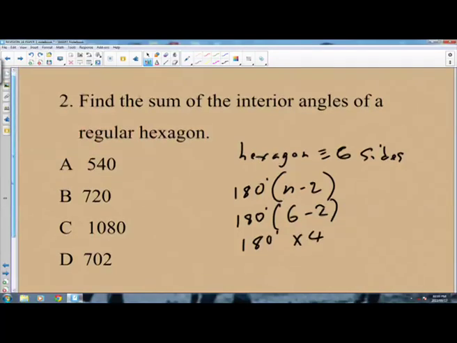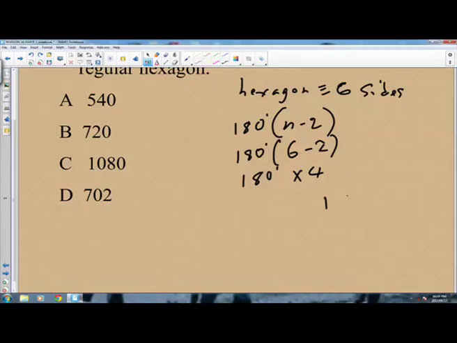And then what is 180 degrees times 4? 180 times 4. 4 times 0 is 0. 4 times 8 is 32. Carry 3. 4 times 1 is 4 plus 3 is 7. So the answer is 720 degrees. So the sum of the interior angles of a hexagon is 720 degrees.